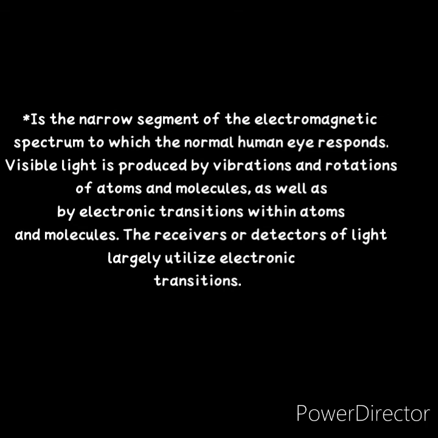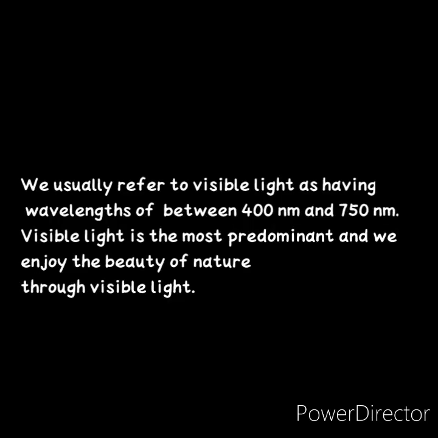Visible rays, or visible light, is the narrow segment of the electromagnetic spectrum to which the normal human eye responds. Visible light is produced by vibrations and rotations of atoms and molecules, as well as by electronic transitions within atoms and molecules. The receivers or detectors of light largely utilize electronic transitions. We usually refer to visible light as having wavelengths between 400 nanometers and 750 nanometers. Visible light is the most predominant, and we enjoy the beauty of nature through visible light.